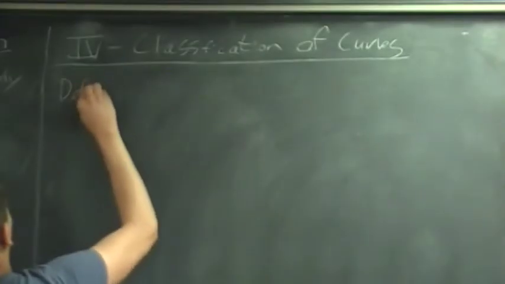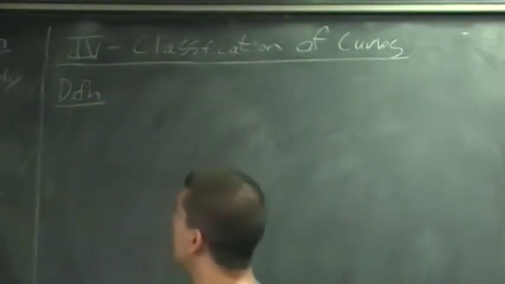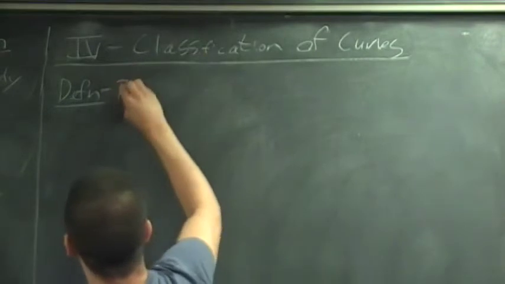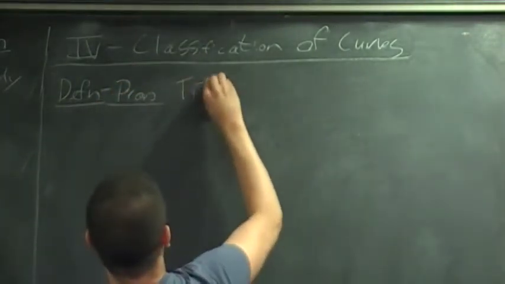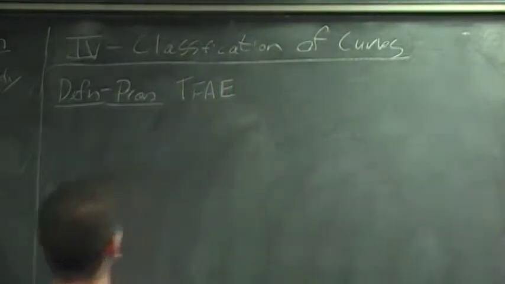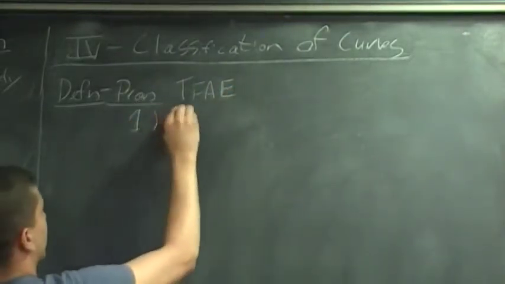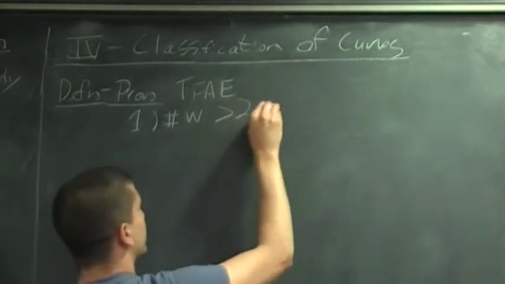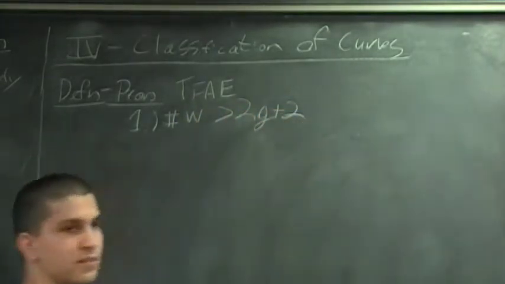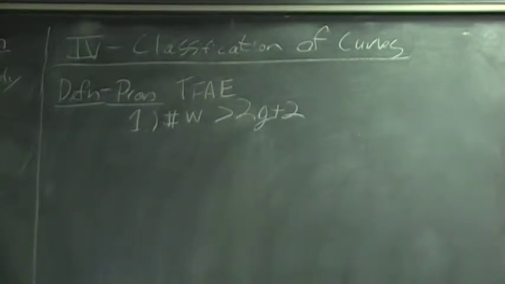The first thing that I'm going to say is, I'll call it a definition proposition. The following two things are equivalent. One is that there are more than 2g plus 2 Weierstrass points. So there are lots of Weierstrass points.